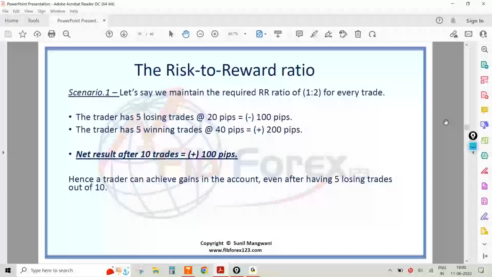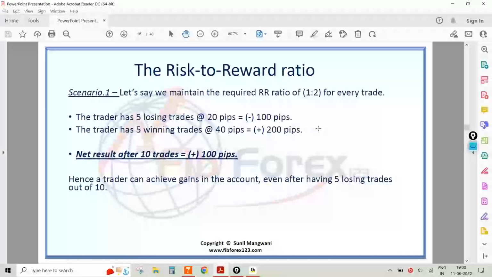Now, taking the calculation, I have 5 losing trades at 20 pips, I lose 100 pips. I have 5 winning trades at 40 pips, risk to reward ratio 1:2 I've maintained. Every trade has a profitability of 40 pips. Again, this is just an ideal situation. You'll never have each of them go exactly the same, but just for calculation's sake. So I have a gain of 200 pips. Net result after 10 trades, I have 100 pips in my account.